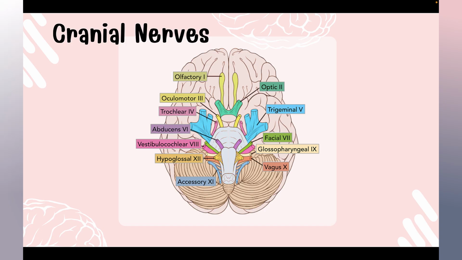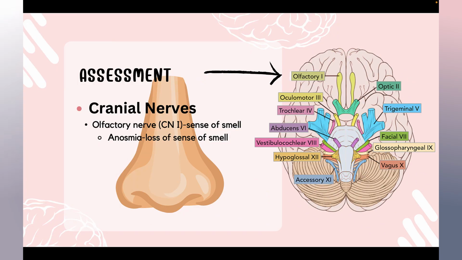So we will start with number 1, which is known as the olfactory nerve. This is cranial nerve 1. It controls our sense of smell, and it's simply tested by having the patient close their eyes, and then you'll put something up to their nose and have them smell it. It's typically something that is commonly recognized by most people. Something that is often used would be coffee, because most people know what that smells like.